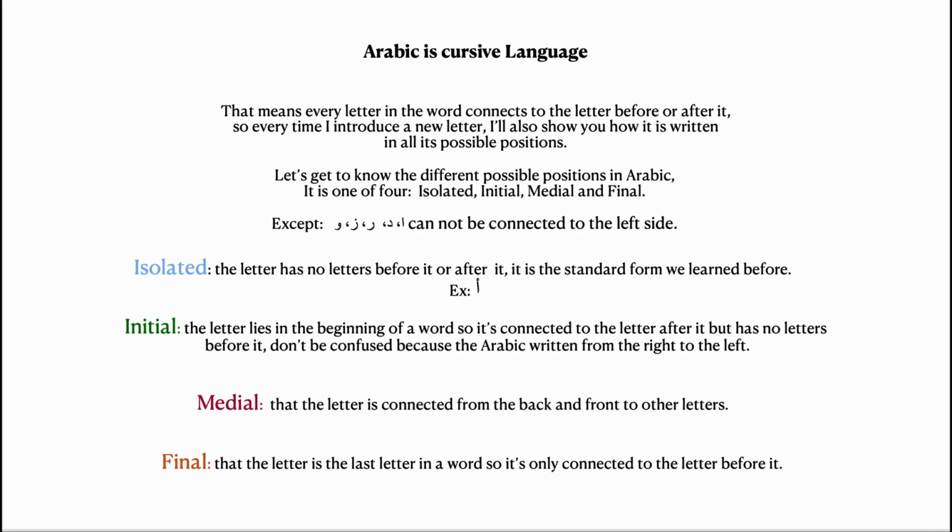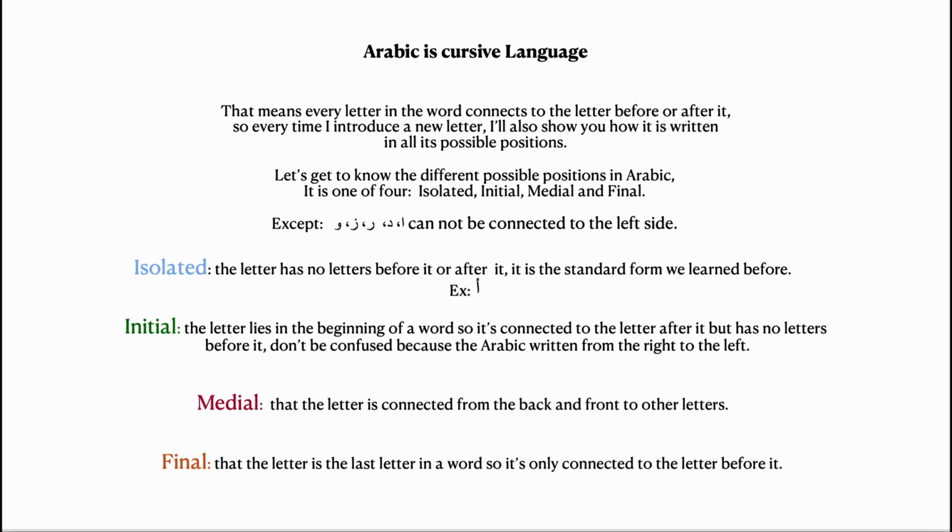Arabic is a cursive language. That means every letter in a word is connected to the letters before or after it. So every time I introduce a new letter, I will also show you how it's written in all its possible positions. Let's get to know the different possible positions in Arabic. It is one of four: isolated, initial, medial, and final, except for Alif, Dal, Ra, Zain, Waw. Let's repeat them. Alif, Dal, Ra, Zain, Waw. Those letters you cannot connect to the left-hand side. Basically you can connect them to the right-hand side but not to the left.